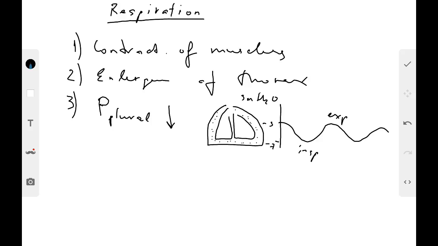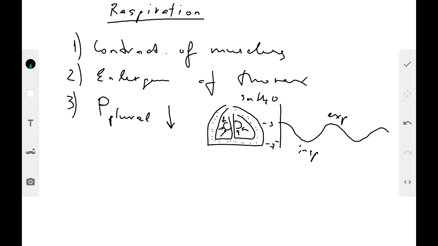This negative pressure in the pleural cavity is very important for respiration, because it expands the lungs. If the pressure in the pleural cavity becomes equal to the pressure in the atmosphere, the lung will collapse. So the lung is keeping its shape due to the negative pressure in the pleural cavity. Why does the lung collapse? Due to the elastic power.